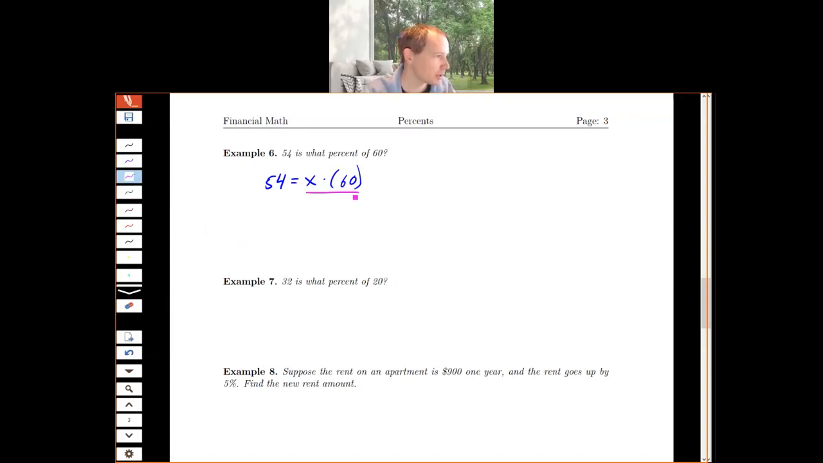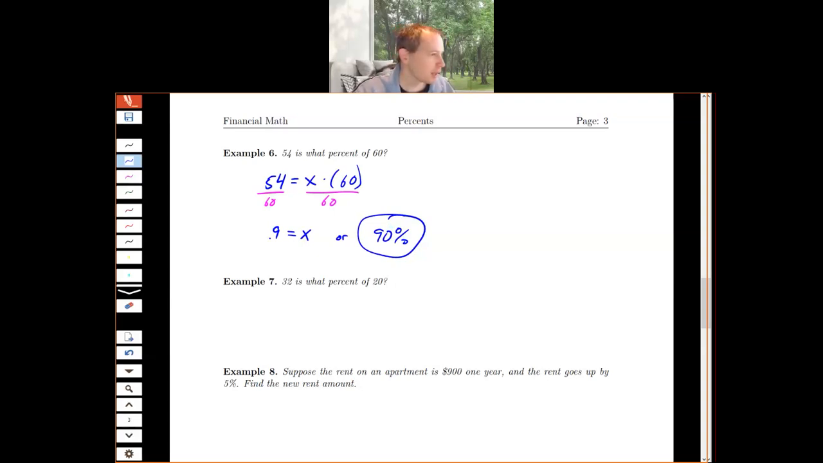I say, okay, I'm going to divide both sides by 60. That's how I solve this. So if I take 54 divided by 60, I get 0.9, so my unknown percentage is 0.9. So my answer is 0.9, or 90%.